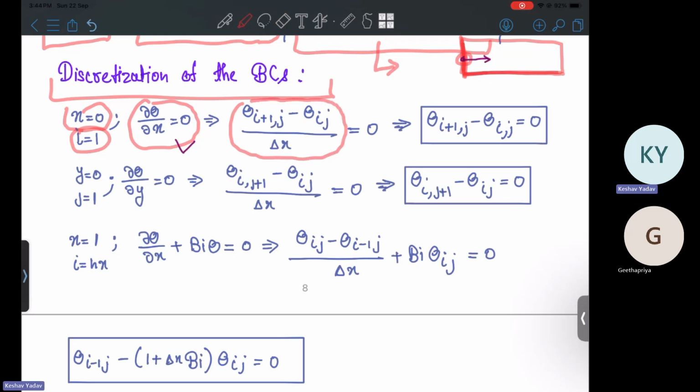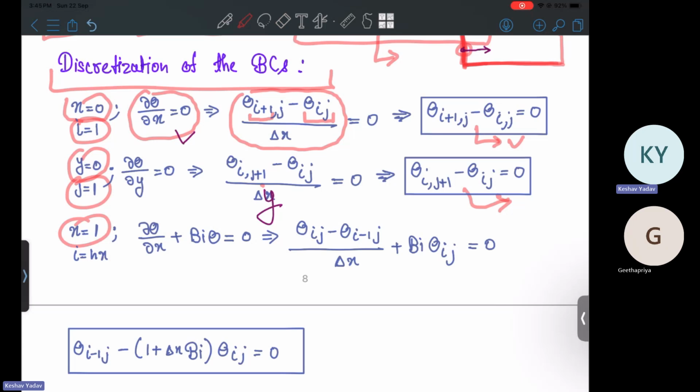So here we will use theta i plus 1 j minus theta ij divided by delta x will be equal to 0. From here we will get this. Similarly, at y equal to 0, that will be theta i j plus 1 minus theta i j divided by delta y. That will lead to this equation.